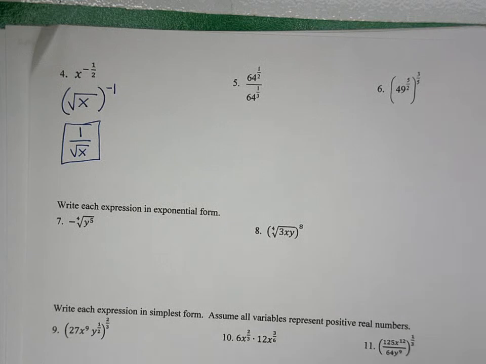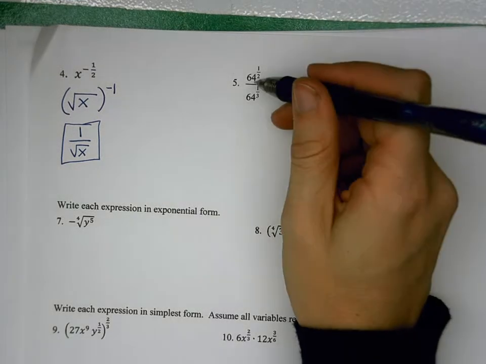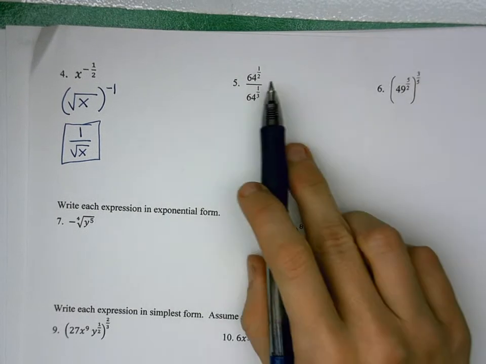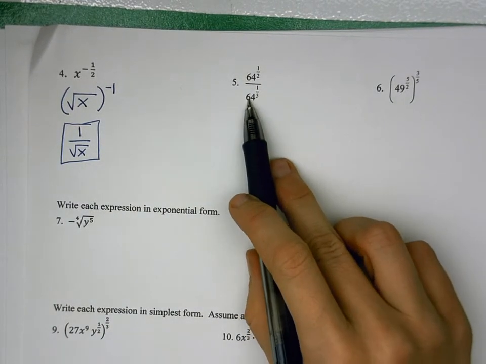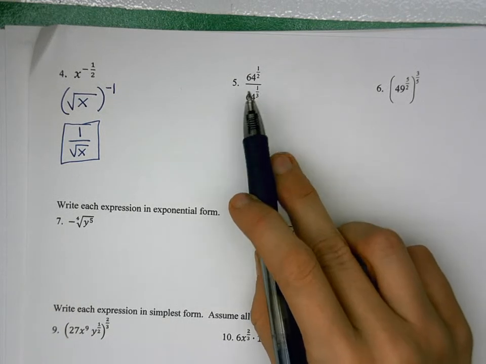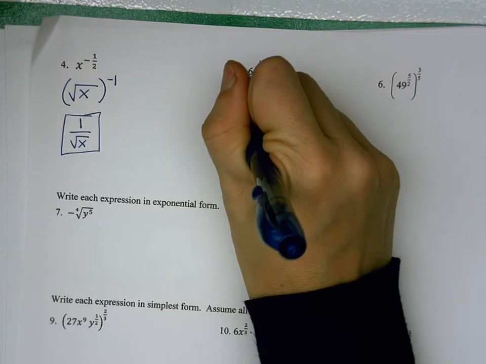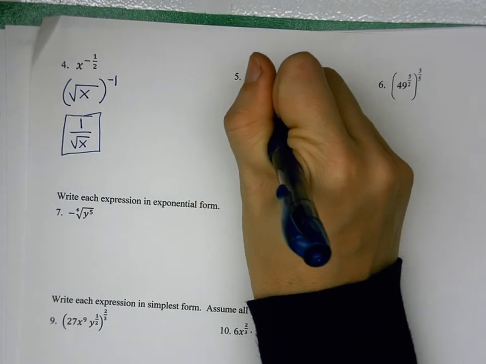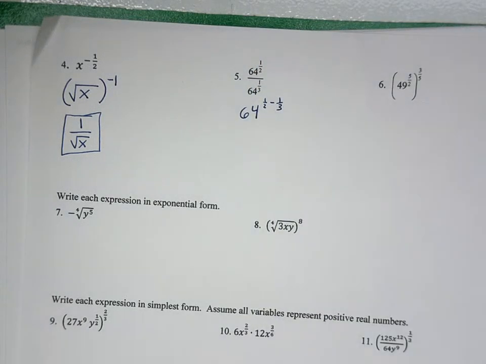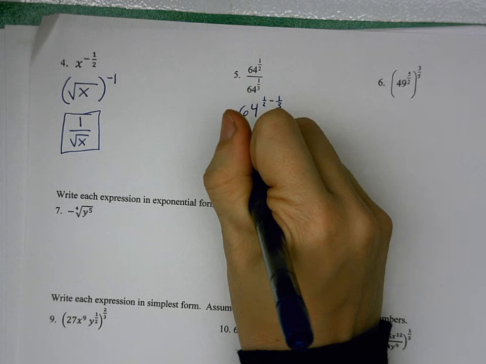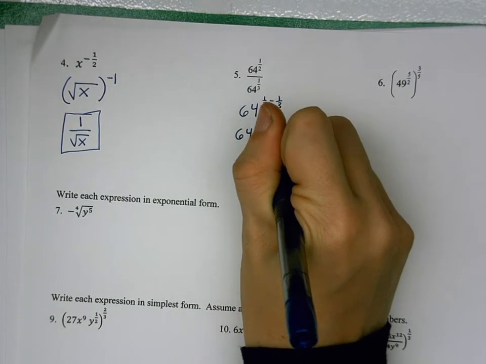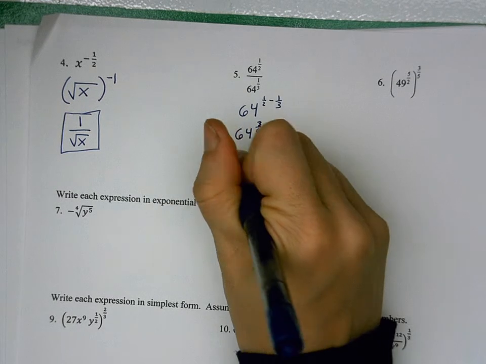Okay, next one, we have 64 to the 1/2 divided by 64 to the 1/3. So what property are we using here? We have the same base being divided, so what do we do to the exponents? We subtract them. So this is going to be 64 to the 1/2 minus 1/3. I do need to find common denominators, so this would be 64 to the 3/6 minus 2/6, which is 64 to the 1/6.